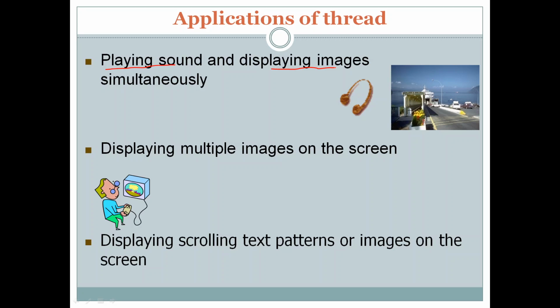Then, displaying multiple images on the screen. We can have multiple threads displaying the images, so multiple different images can be displayed simultaneously by using multi-threading. Then it can be used to display scrolling text patterns or images on the screen. So moving text patterns can be displayed on the screen by using threads.